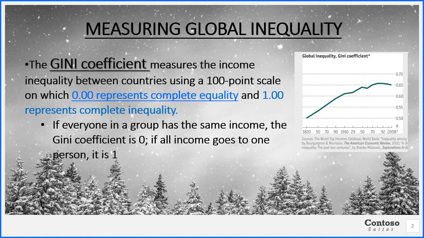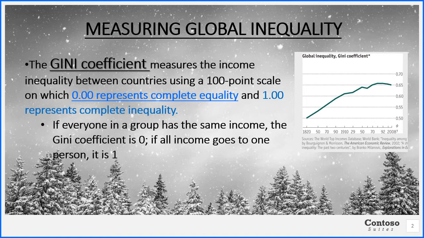So if you're at 0, that means that there's complete equality. If we had a Gini coefficient of 0, that would mean every person across any nation on Earth pretty much had the same life expectancy and quality of life. However, as you get closer to 1 on the Gini scale, that represents more inequality between different nations.